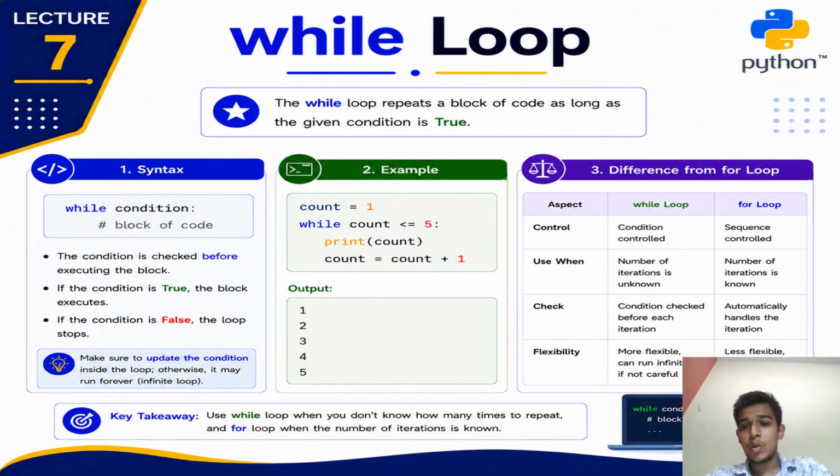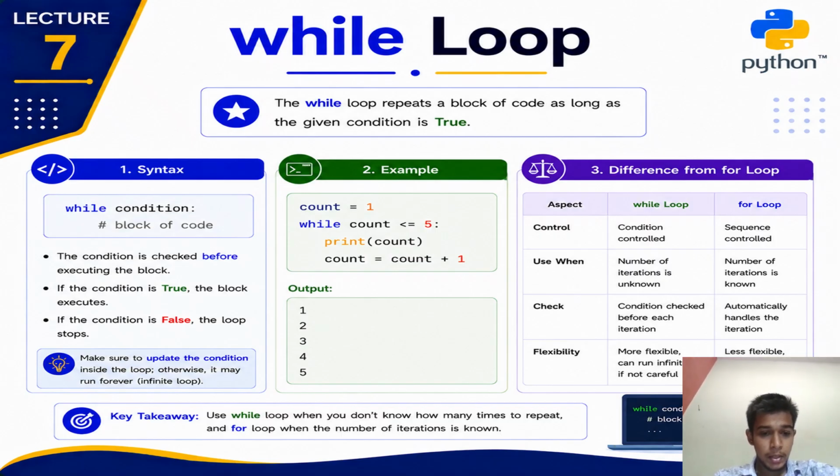Now let's learn about another important loop in Python called the while loop. Unlike the for loop, which is generally used when we know how many times we want to repeat something, the while loop keeps running as long as a given condition is true. It checks the condition before every iteration. If the condition becomes false, the loop immediately stops. Now, let's first understand the given syntax.